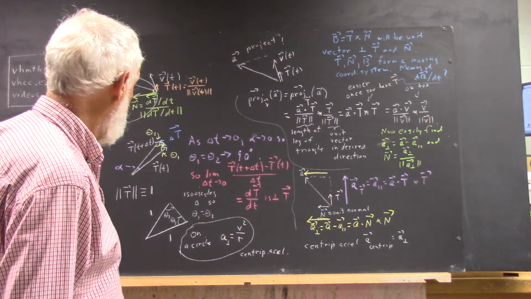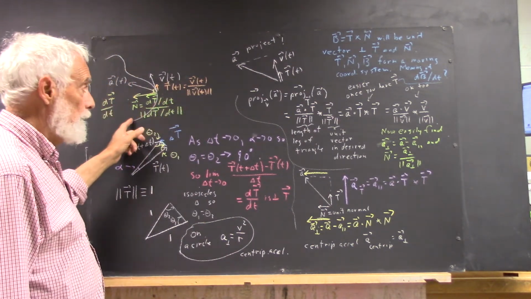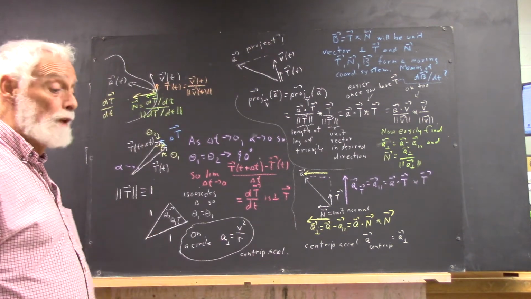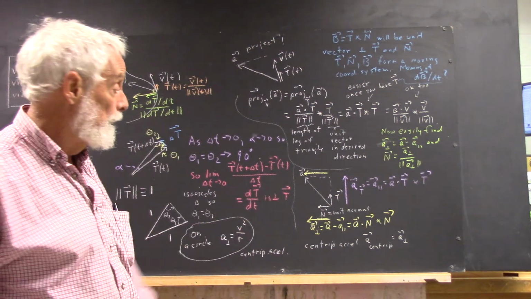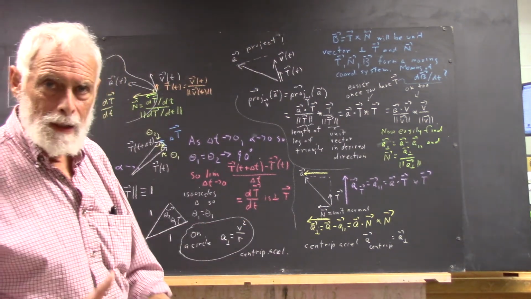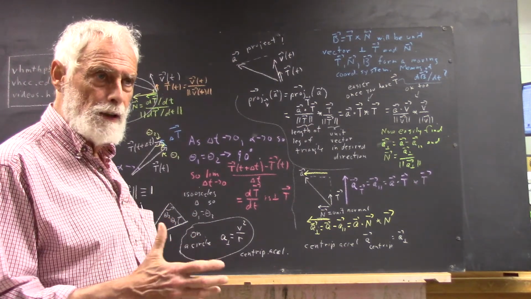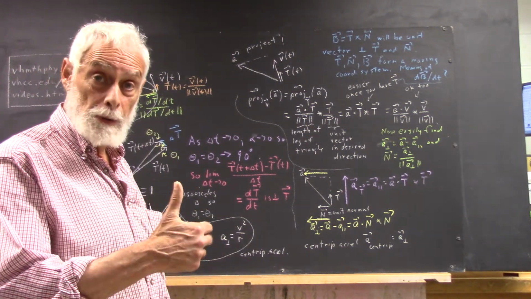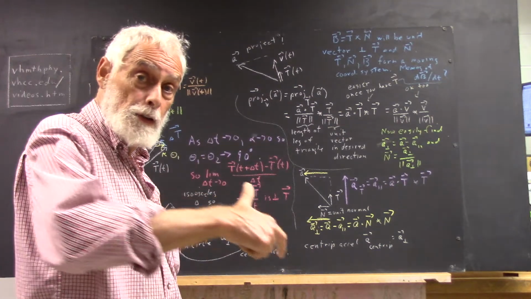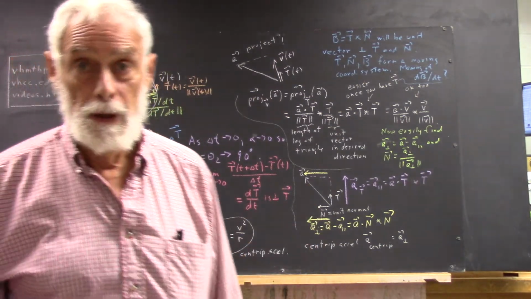What's the advantage of having a unit tangent vector and a unit normal vector? Well, for one thing, it makes projections really easy, and for another, those two vectors define a coordinate system, along with their cross product, that kind of follows you along and has significant meaning for your motion.